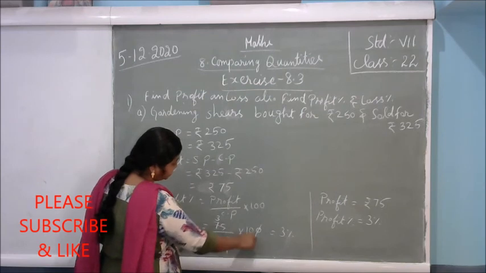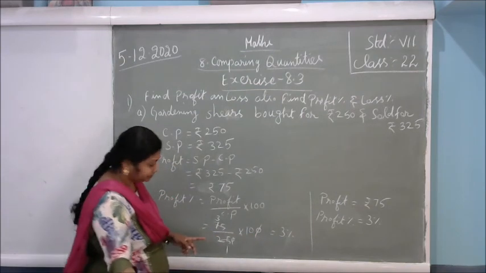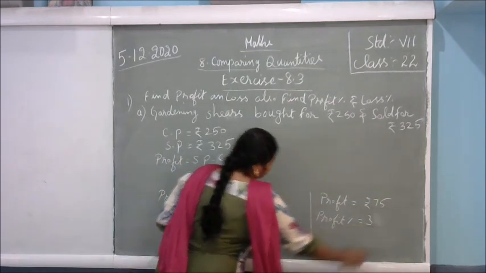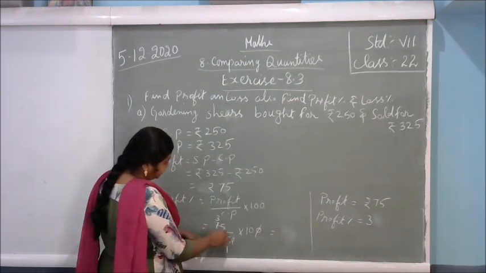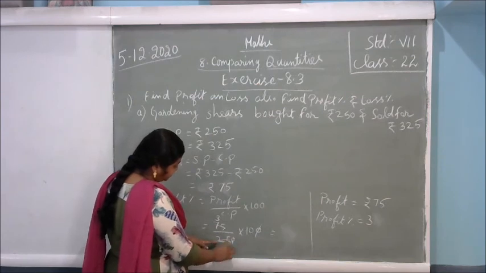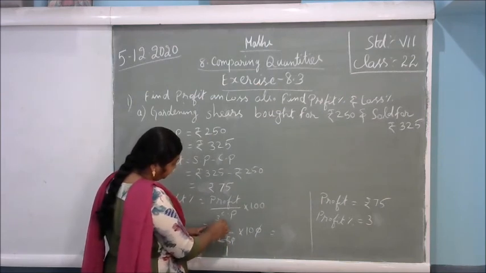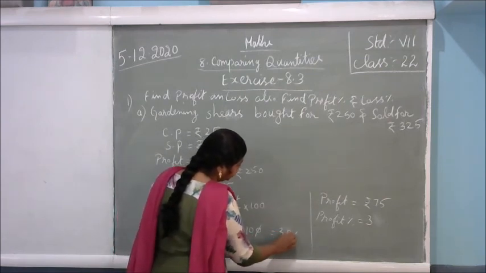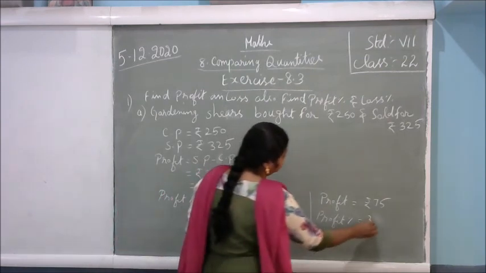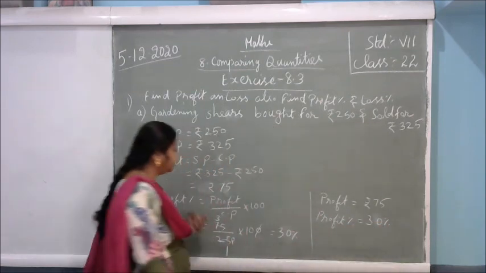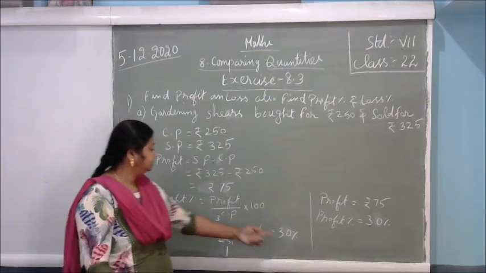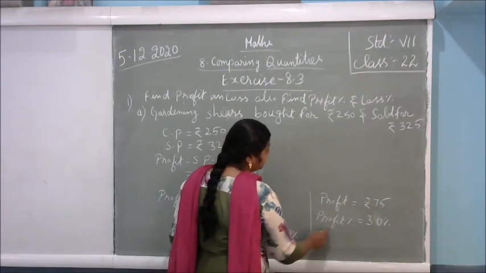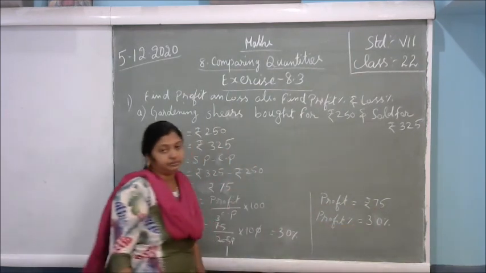The 0 and 0 will cancel, and here, sorry, here 25 is in 75. So 25 into 125 is 25, and 75 is 1. So 3 into 10 will become 30%. And here, so what is your profit percentage? 30%. So what is your profit? Rupees 75, and profit percentage is your 30%.